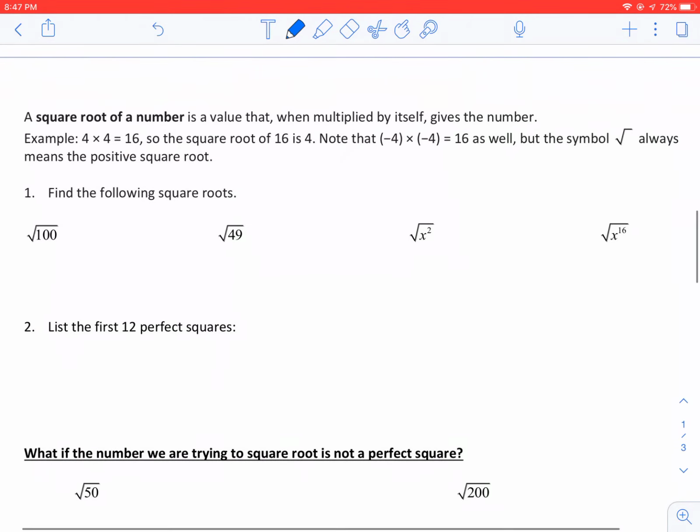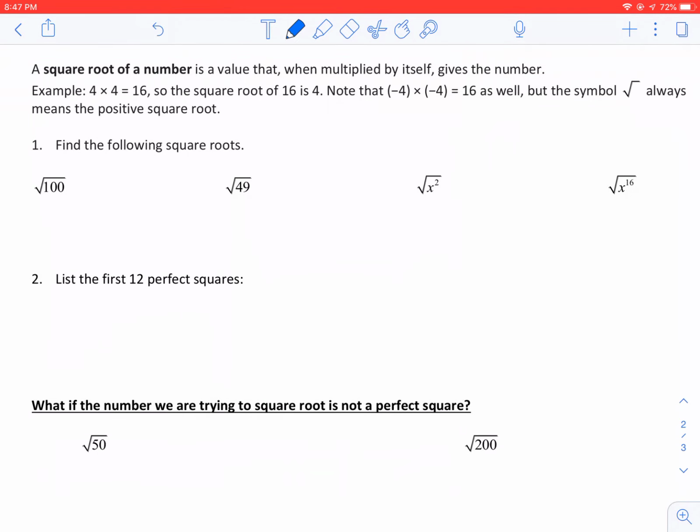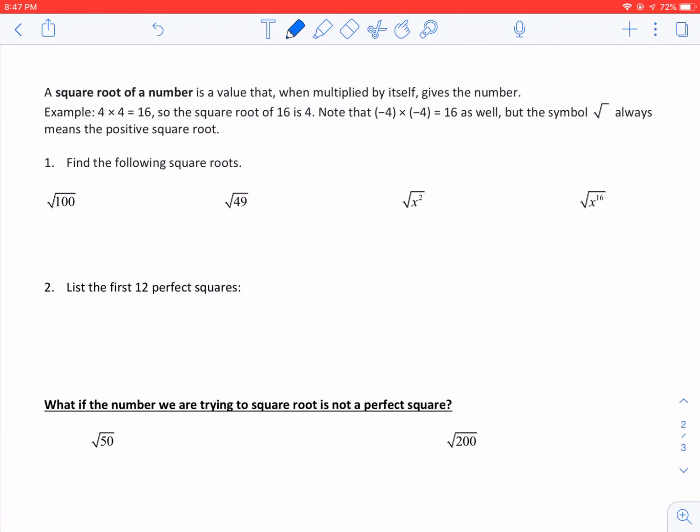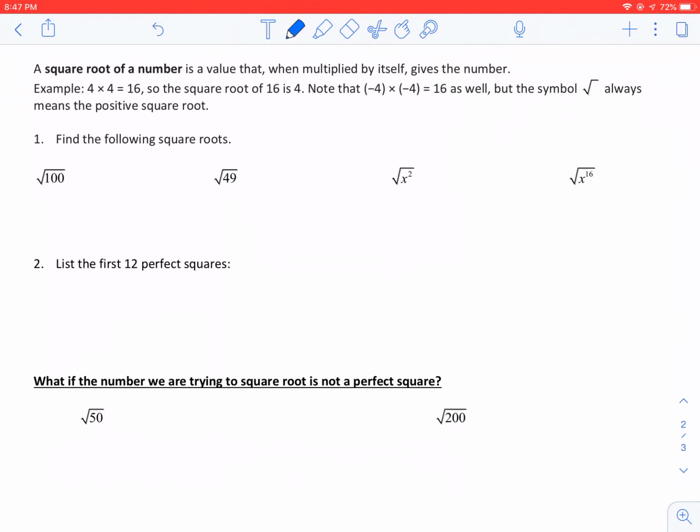So, a radical, or a square root of a number, is a value that when multiplied by itself gives the number. I think most of you guys know this. But for example, 4 times 4 equals 16. So the square root of 16 is 4. Right? Note that negative 4 times negative 4 is also equal to 16. But the square root symbol always indicates that we're only talking about the positive square root.